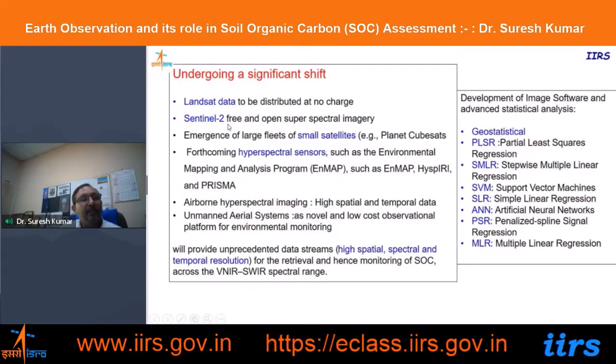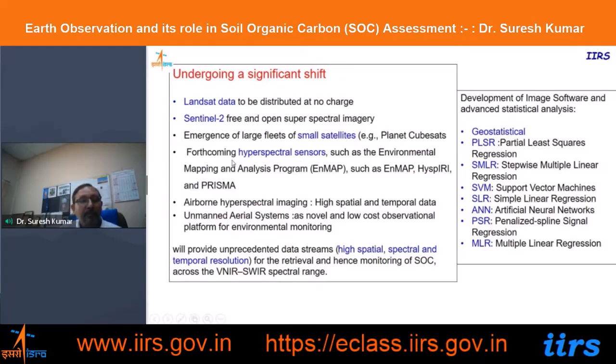Earlier the availability of data was very costly and available only every 16 to 21 days. But today Landsat data is available every 16 days, Sentinel data is available every 5 days, and in coming years a large fleet of small satellites is becoming available to users, such as the Planet CubeSats.